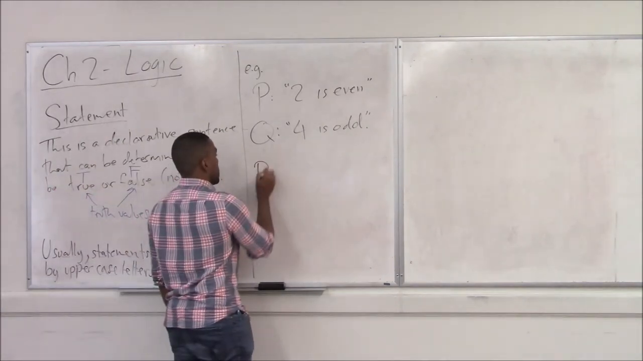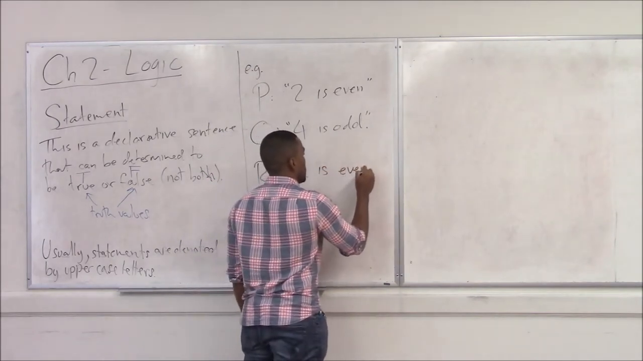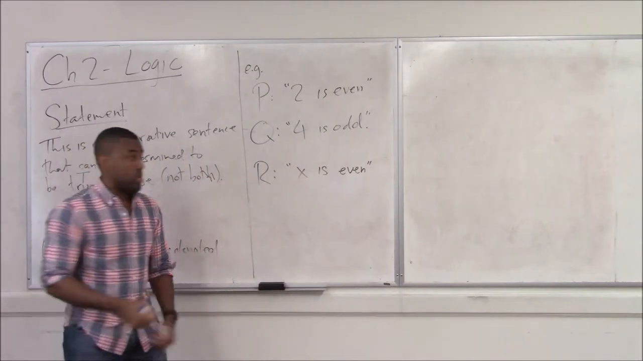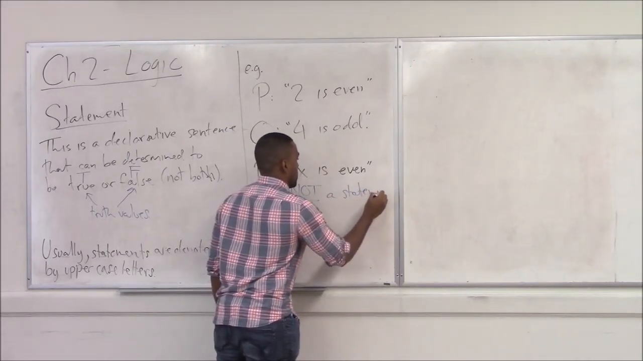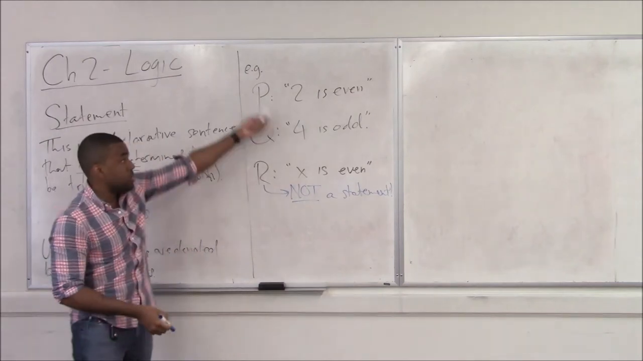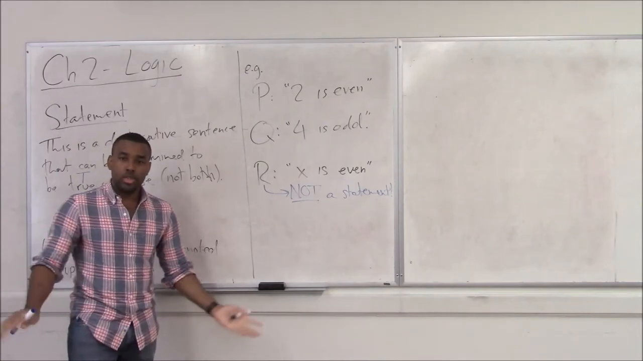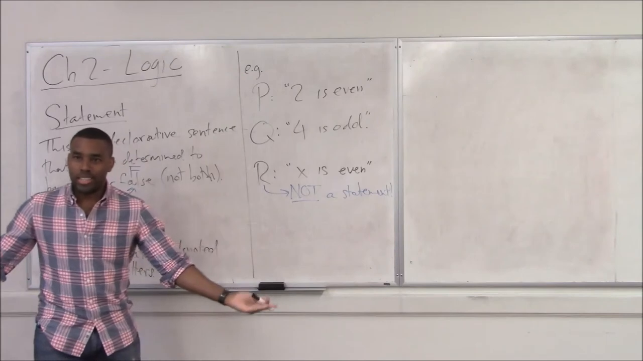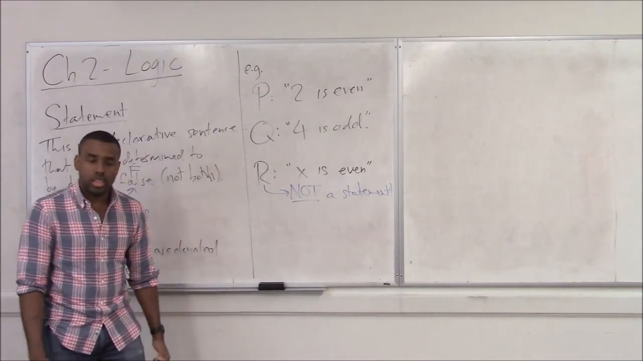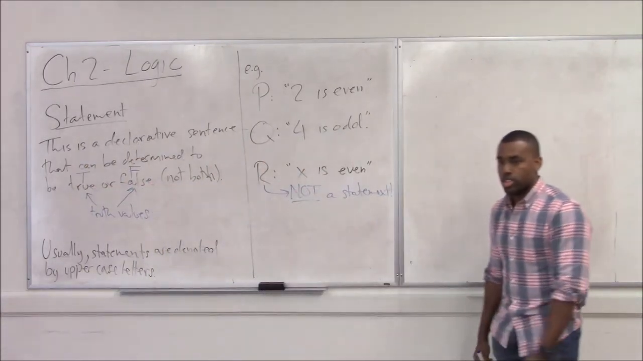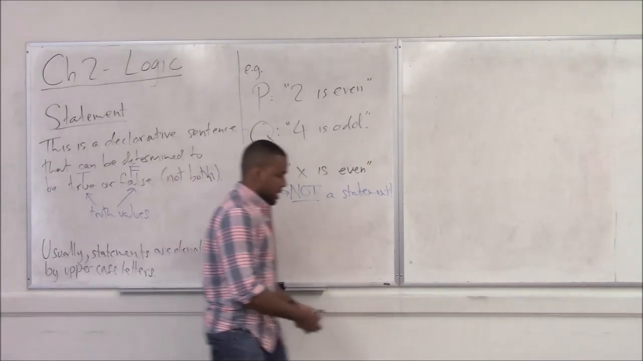If I say something like x is even, that is not a statement. So these two are statements. This is not a statement. As far as a math person is concerned, if you tell me x is even, you've told me nothing. Why? What is x? I don't know what x is. It could be pi, it could be a car, it could be whatever. I don't know if it's even. There's no way to determine whether this sentence is true or false. Therefore, it is not a statement as far as we're concerned. If you say x is even, you've given me no context whatsoever. So that's what a statement is.